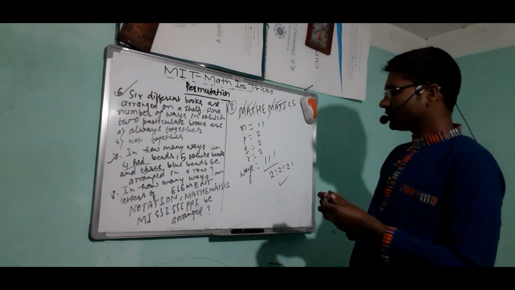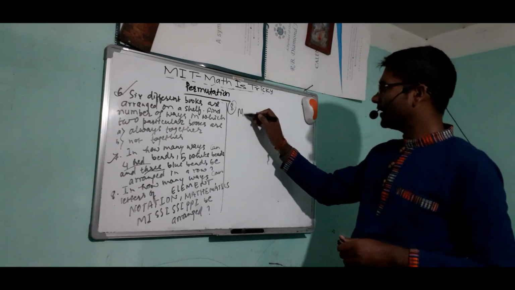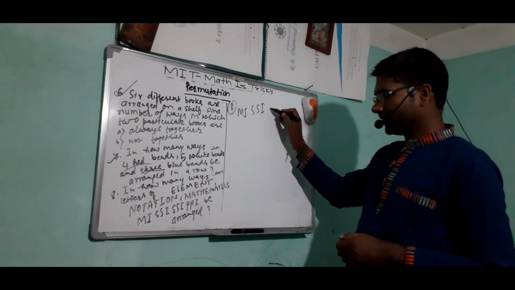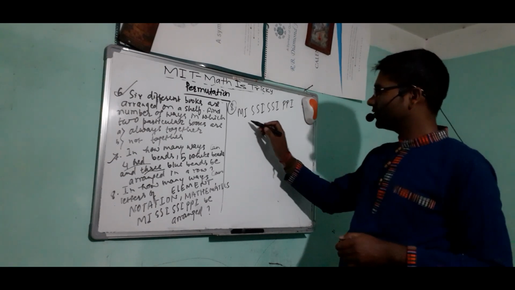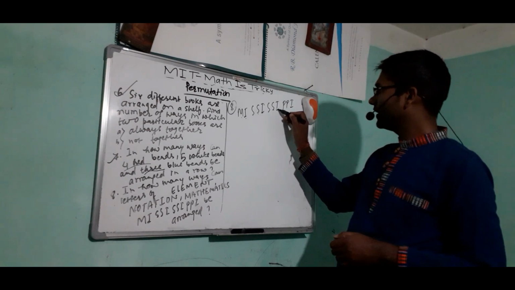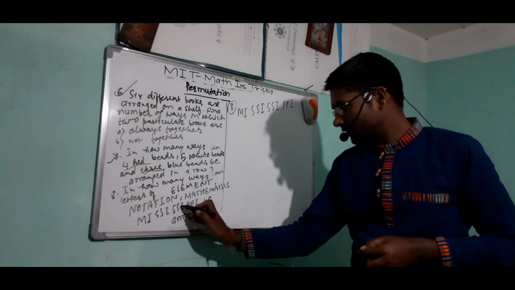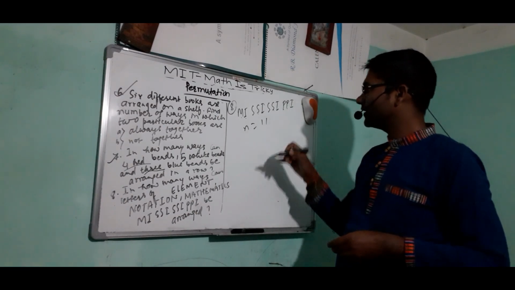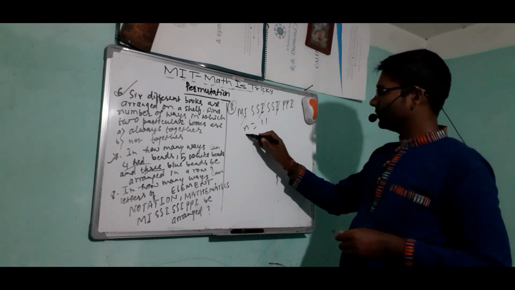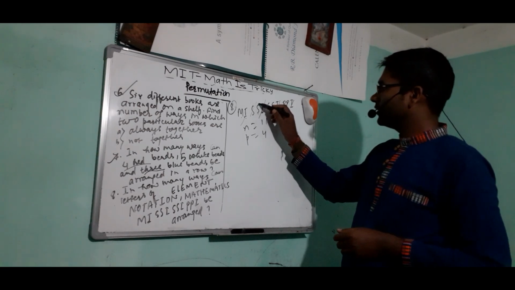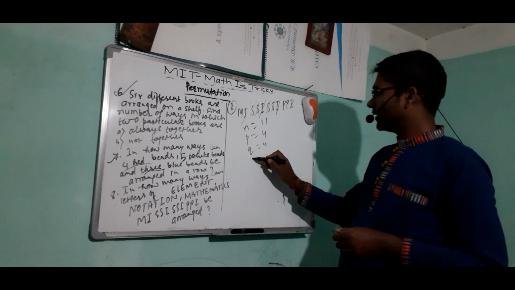Okay, so the last one, let's see also how we are getting the answer for that. So for MISSISSIPPI: M-I-S-S-I-S-S-I-P-P-I. Let's count the number of letters: 1, 2, 3, 4, 5, 6, 7, 8, 9, 10, 11. So n equals 11. M is coming only one time. I is coming 1, 2, 3, 4 times, so p equals 4. For S, 1, 2, 3, 4, S is also coming 4 times, q equals 4. And then P is coming 2 times, so r will be 2.